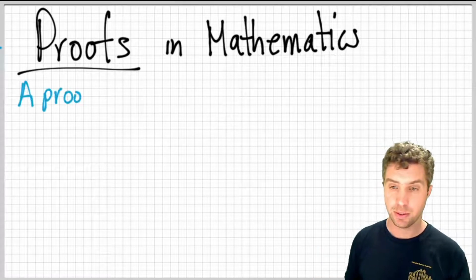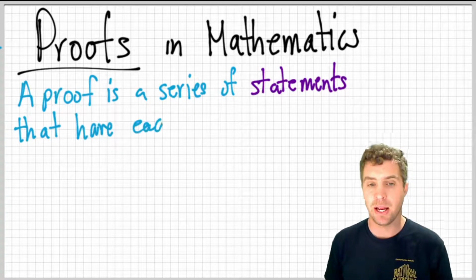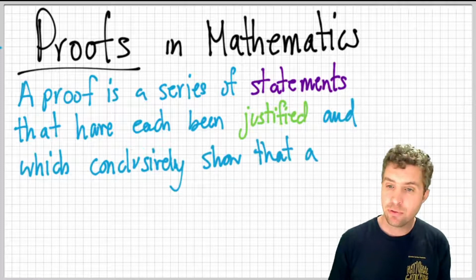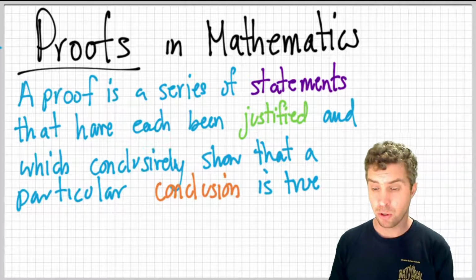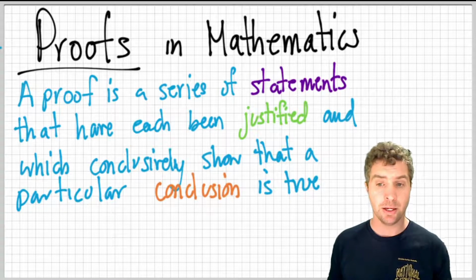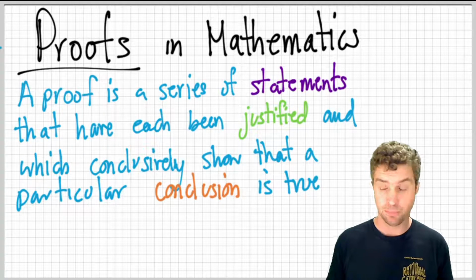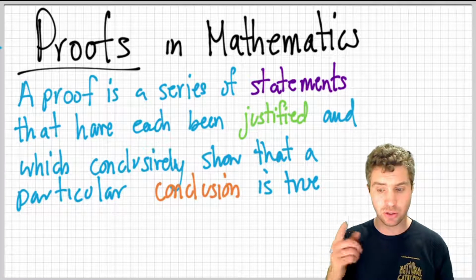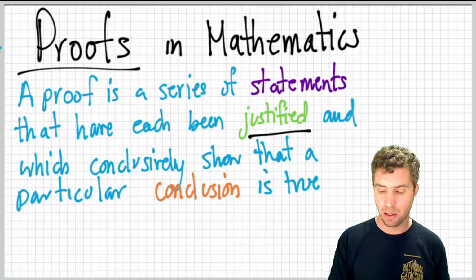All right, so definition. A proof is a series of statements that have each been justified and which conclusively show that a particular conclusion is true. Imagine yourself a lawyer in court and showing, yes, I am proving that this thing is true, that it's always true based on these justifications. So what does that mean? How do we justify these statements that we're making?